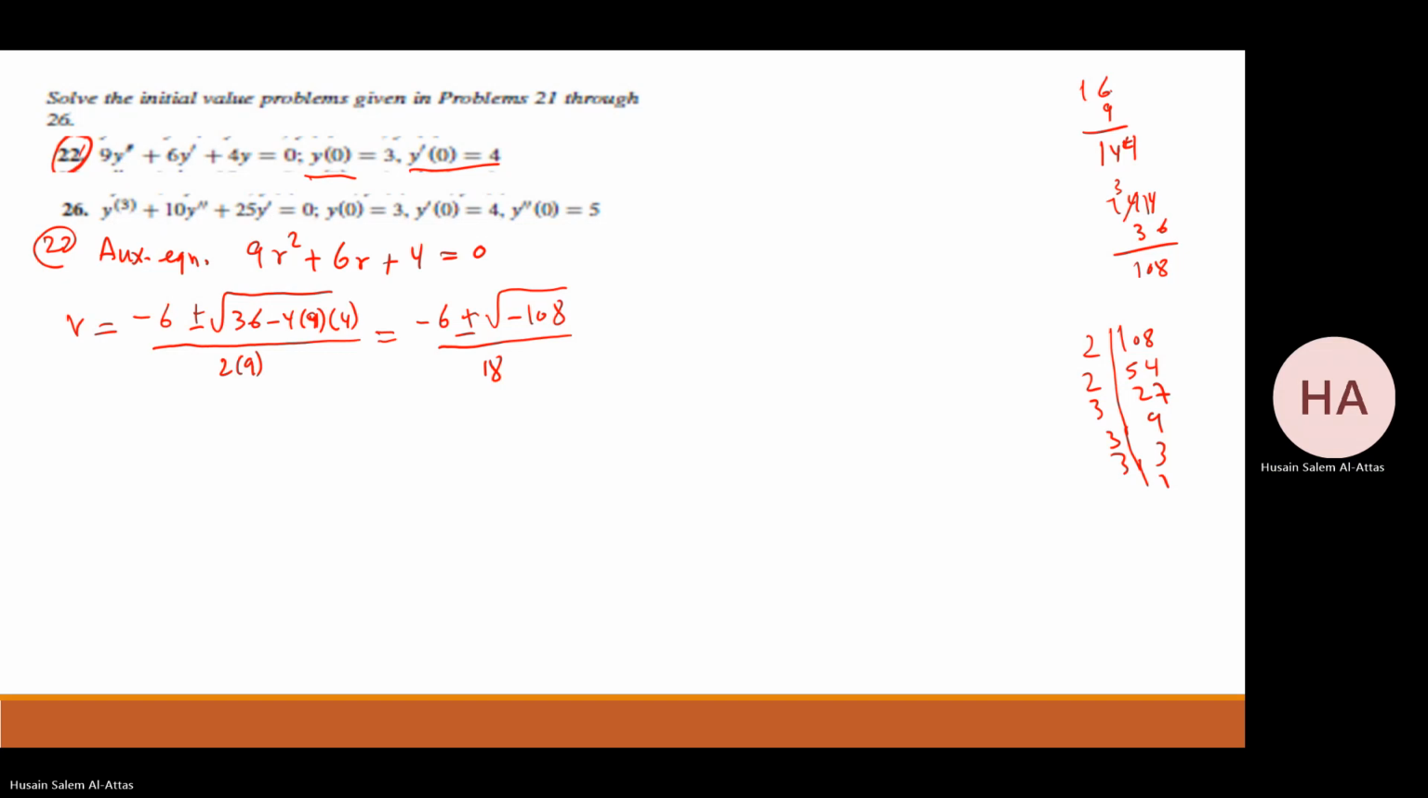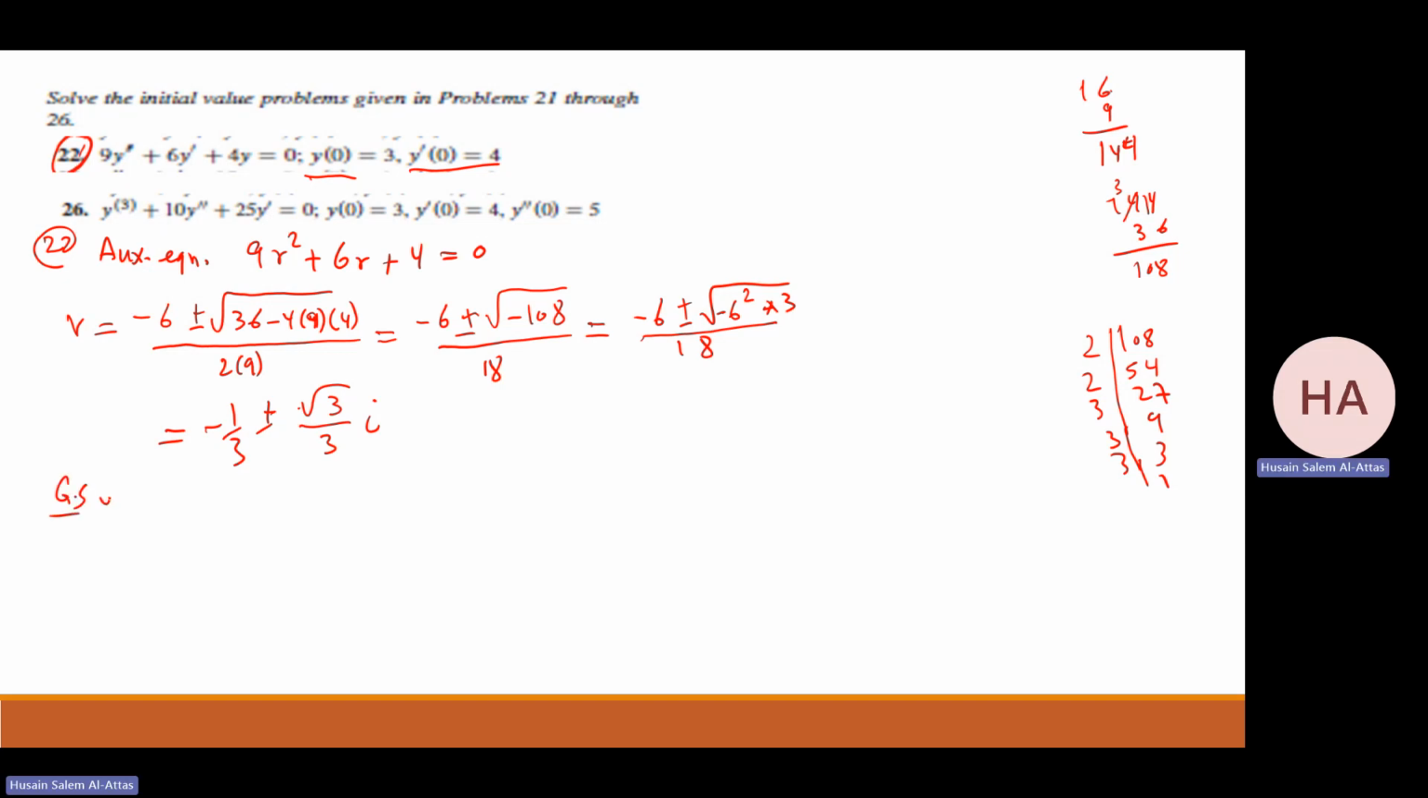So I can take 6 as a common factor. That would be 6 squared times 3. Am I right? Yeah. 2 squared times 3 times 3 over 18. That gives me minus 1 over 3. Don't forget the minus sign. And they have plus or minus the square root of 3 over 3 i. That will be the answer.